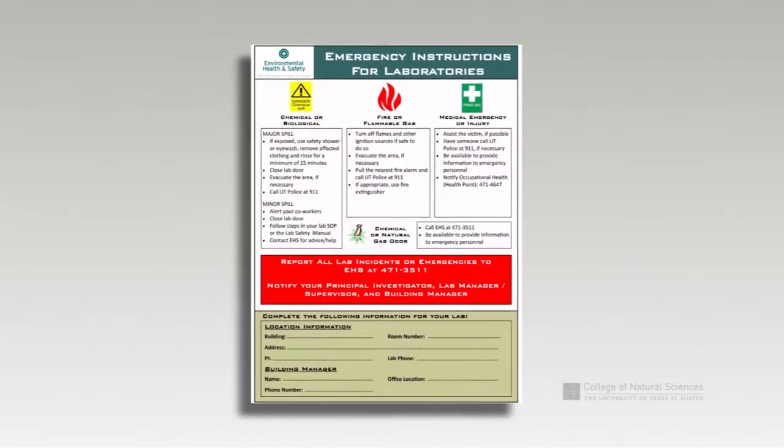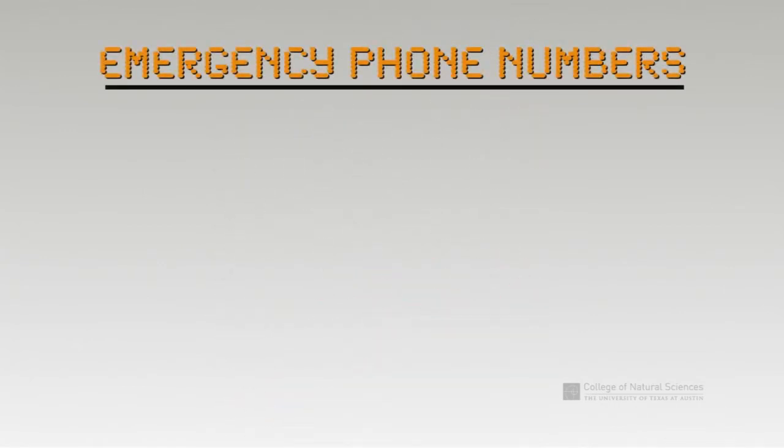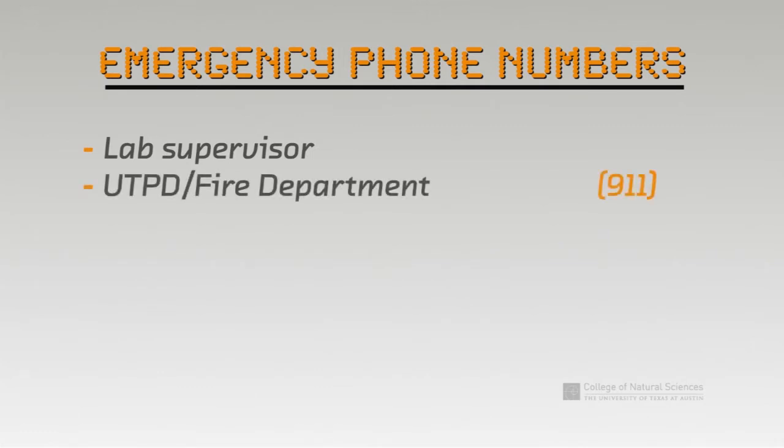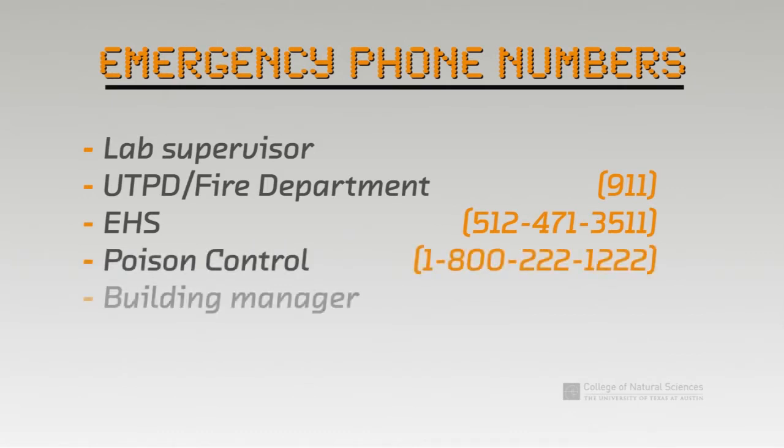There are several important telephone numbers that should be posted near the entrances of the laboratory, and you should be aware of the location of this list. These numbers include the lab supervisor, UTPD and the fire department, Environmental Health and Safety, or EHS, poison control, and the building manager.